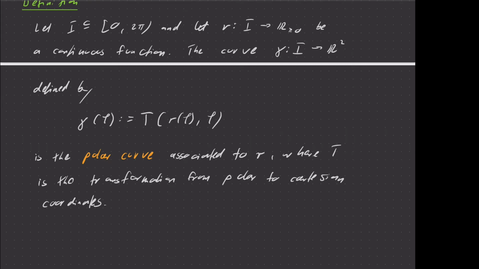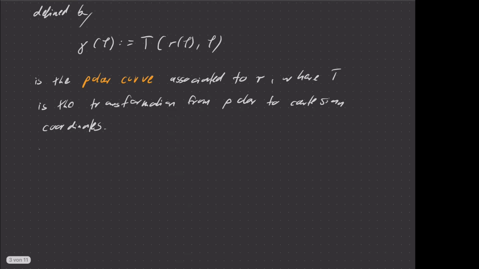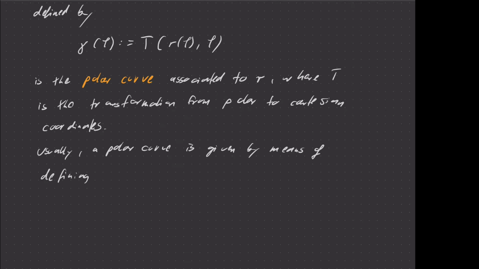Usually, to denote such a curve, we'll simply use the notation r equals r of phi, so we'll just define the function r and implicitly mean to define that curve. So usually a polar curve is given by means of defining the function r.